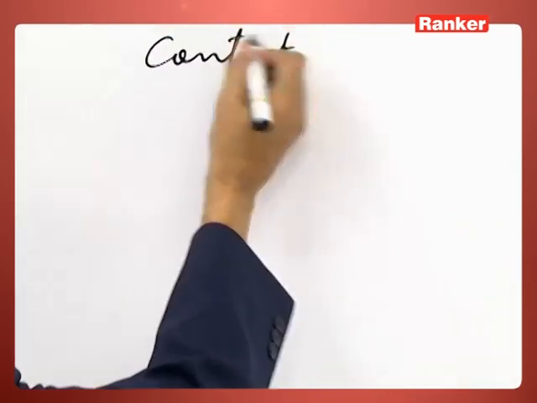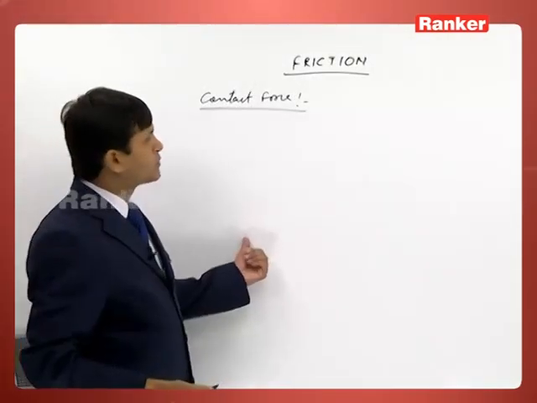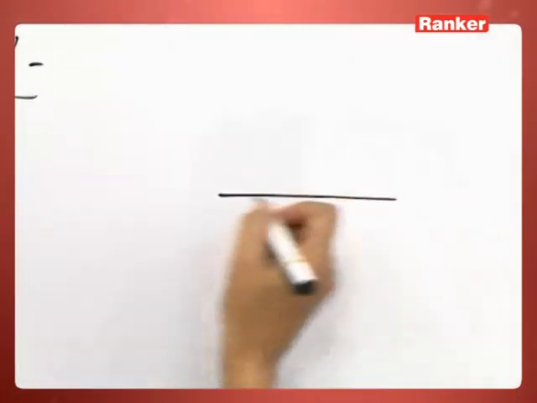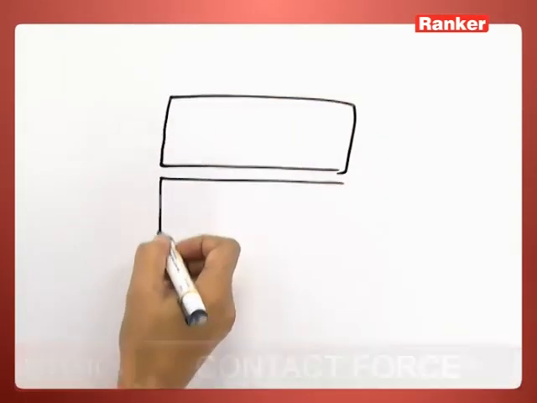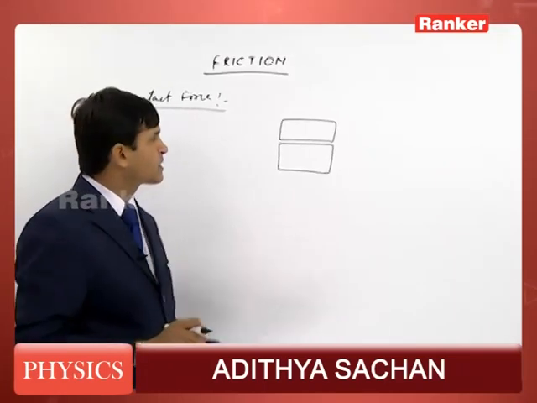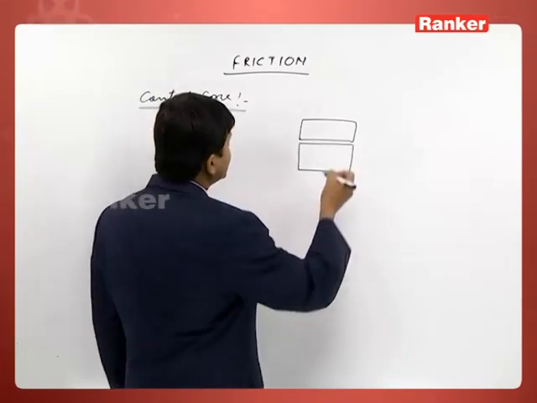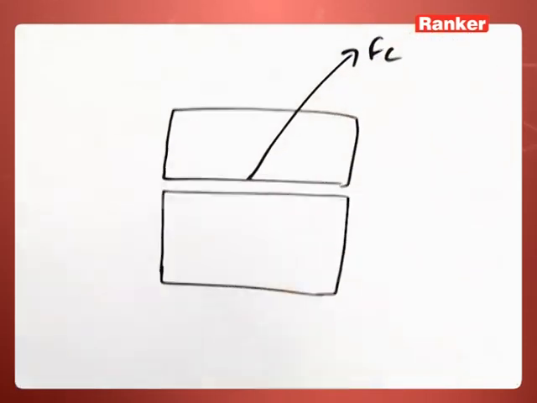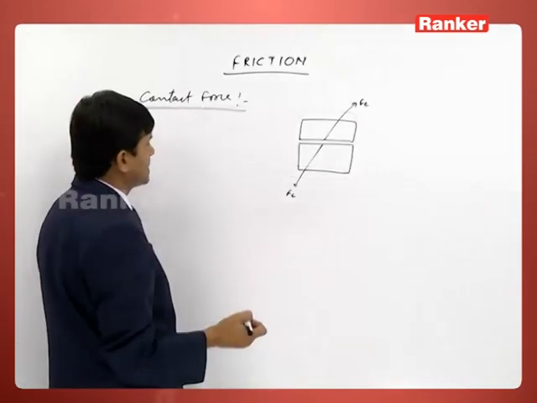Now contact force. As we have observed, when two bodies are in contact, a contact force develops. When the two surfaces are in contact, a contact force develops between those two surfaces, and that contact force is your action and reaction. On the upper body, the contact force may be in this direction, and on the lower body, the contact force will be in the opposite direction.